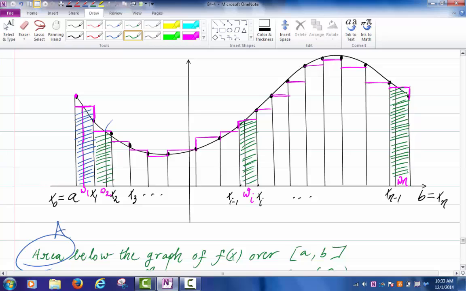taking more and more partition points, which is going to make my rectangles what? Narrower and narrower, right? And then I'm going to get a better approximation of the area below the curve. Okay, so that's the geometric interpretation of the Riemann sums. Am I making sense? In fact, that's one of the motivations why someone will look at the Riemann sum, because you're trying to approximate the area below the curve. Everybody's okay with that?